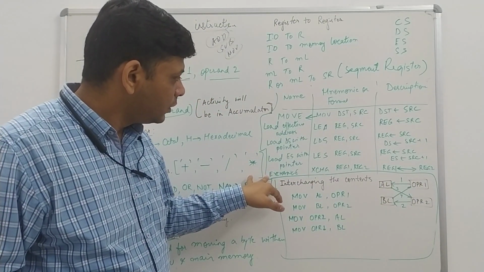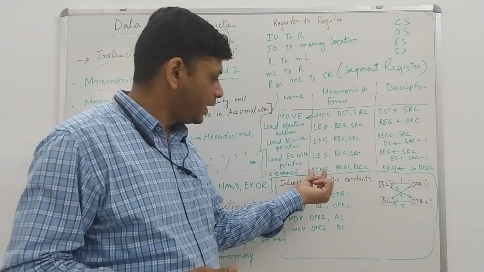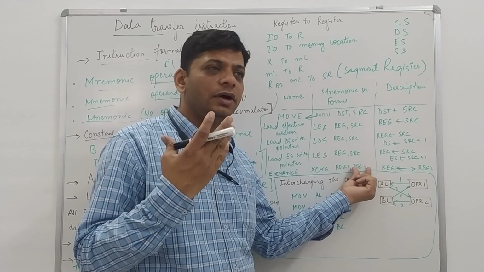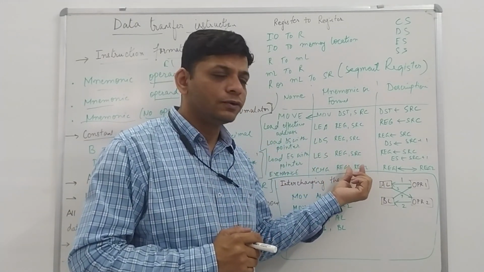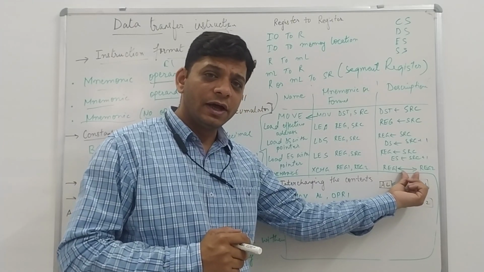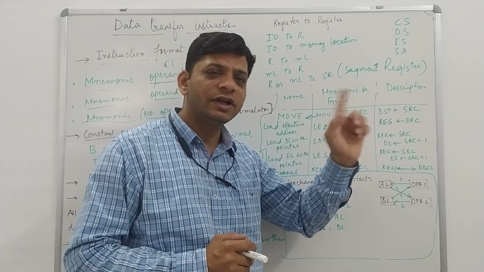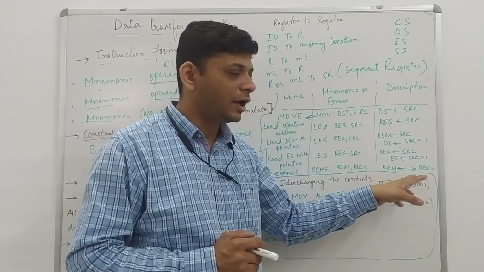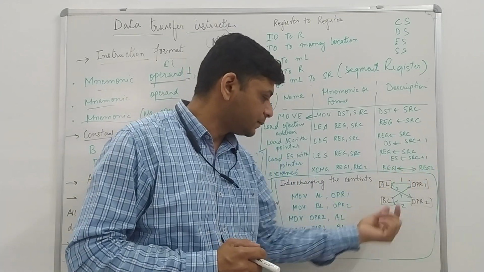The final thing is the exchange operation, XCHG register 1, register 2. You can have a direct interchange of data between register 1 and register 2. You can have a bidirectional arrow. In all these descriptions we have a single direction arrow, but in this we have a bidirectional arrow from register 1 to register 2 or from register 2 to register 1.